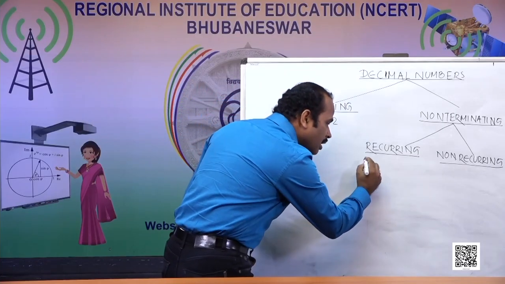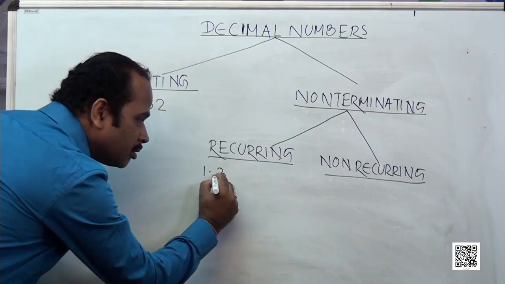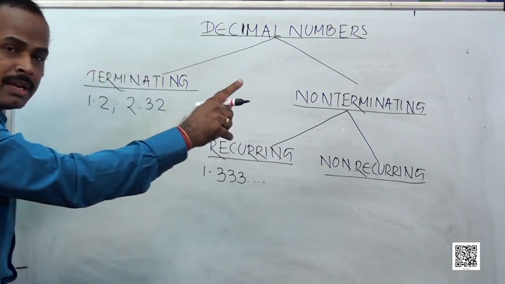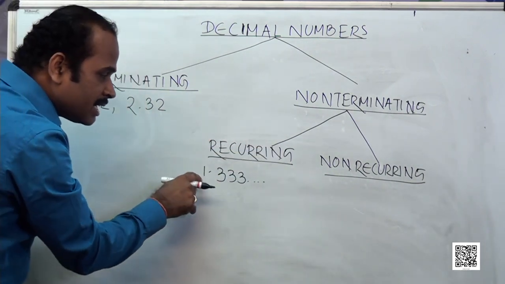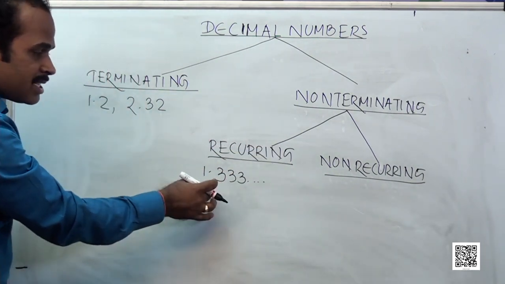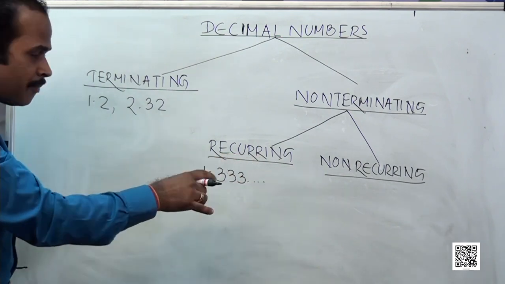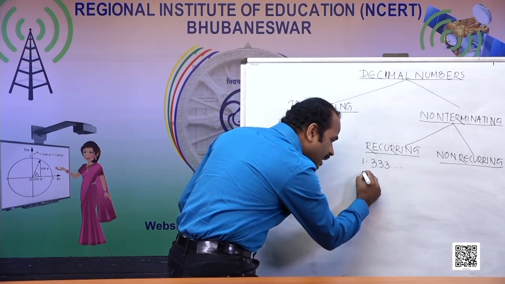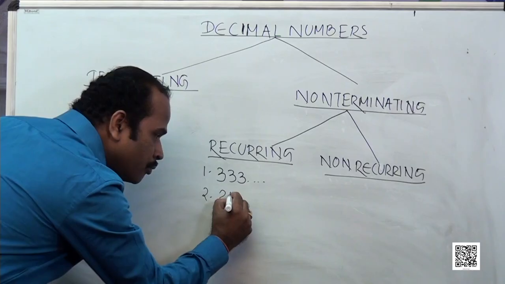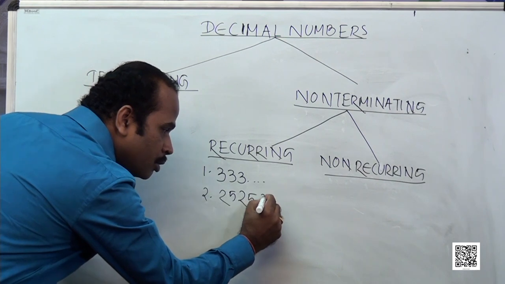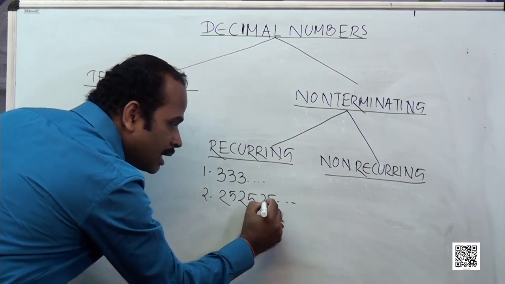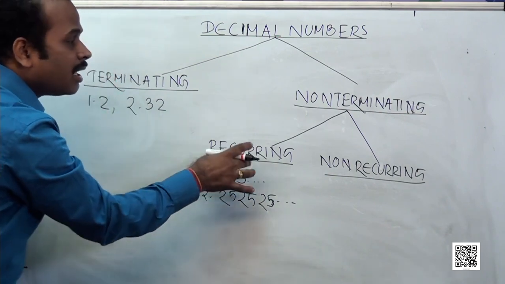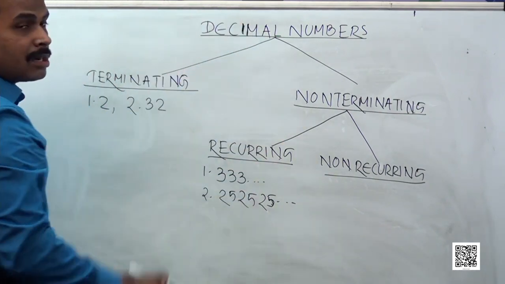What are recurring decimal numbers? Let us see. If I write 1.333 and so on, that means 3 is continuing. In such a case, I will say it is a recurring number. After the decimal place, it extends indefinitely, but one digit is repeating. One more example: suppose 2.2525 and so on. That means this 25 is continuing. I can say these types of numbers are recurring non-terminating decimal numbers.